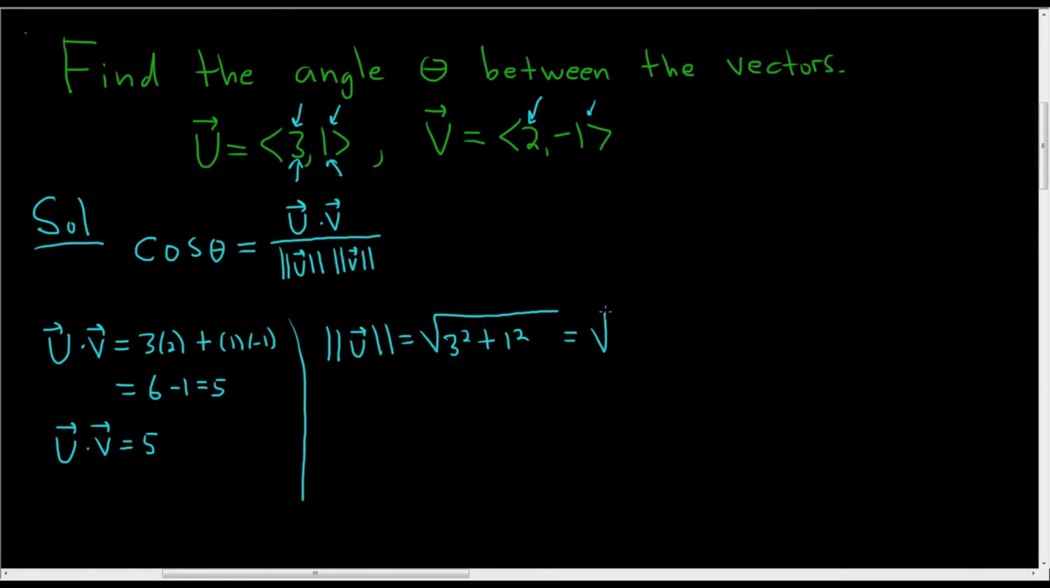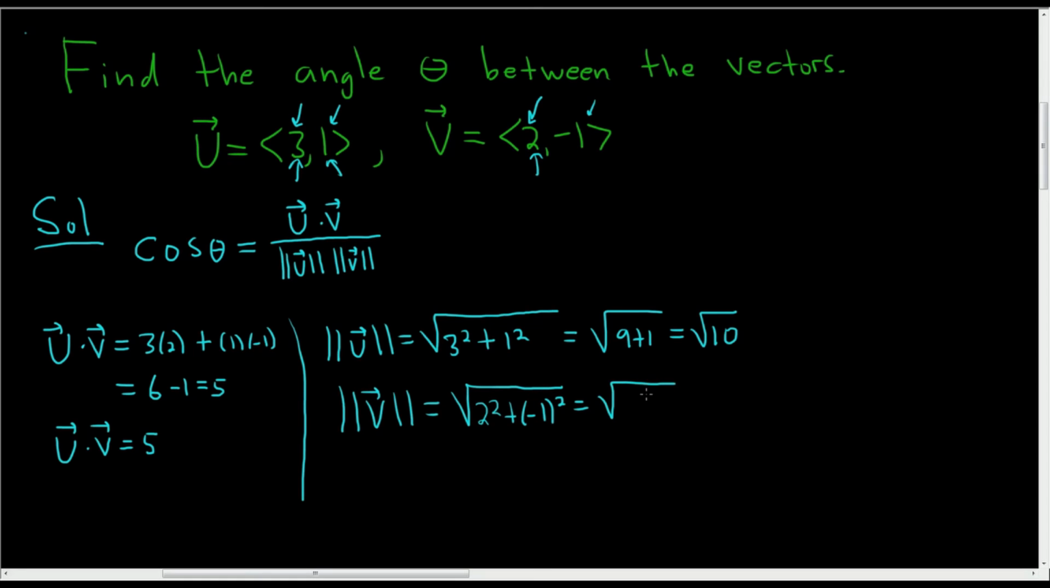So you end up with 9 plus 1, which is equal to 10, so the square root of 10. To find the magnitude of v, it's the same thing. You square the components and add. So it's the square root of 2 squared, plus the second component is -1, so -1 squared. So we end up with 4 plus 1, which is equal to the square root of 5.